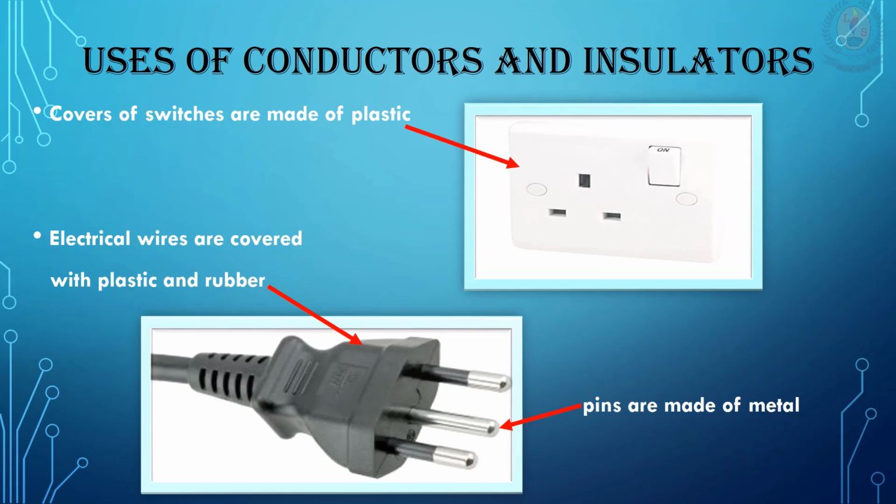So, the covers of switches are made of plastic for our safety. Then in the second picture, there is an electrical plug which is made up of a combination of materials that are electrical conductors and insulators. The pins of this electrical plug are made of metal. Therefore, it can be used to flow the current. But the electrical wires are covered with plastic and rubber. Therefore, it can be used for our safety.